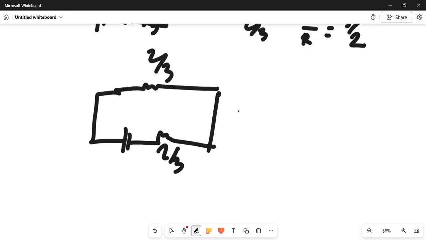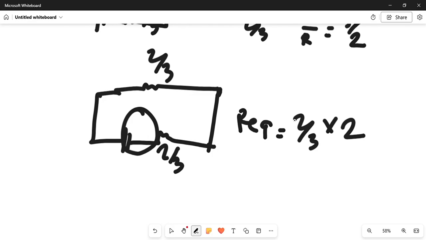The total equivalent resistance of the circuit will be this 2 by 3 and this resistance. These two resistances are connected in series, because their endpoints are not connected at the same point. Between their endpoints a battery is present. So R equivalent is equal to 2 by 3 into 2, which is equal to 4 by 3.